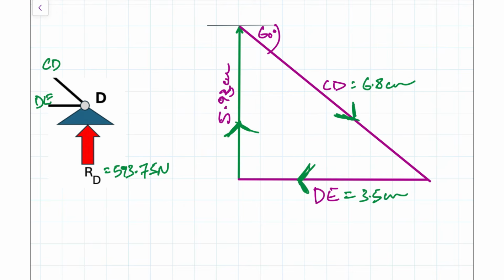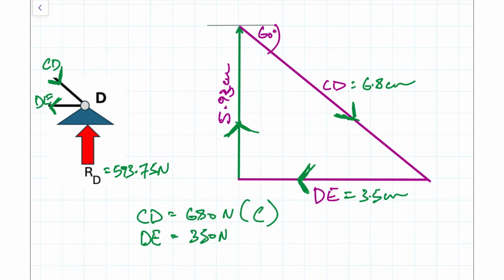So what we do next is fill that in on the diagram. CD should be going towards the joint like so, and DE should be going away from the joint. In terms of compressive or tensile members, we know that CD is going to be 680 newtons. Because CD is going towards the joint, CD is compressive. And we know DE is going to be 350 newtons, and DE is going away from the joint, so DE is a member that's in tension.